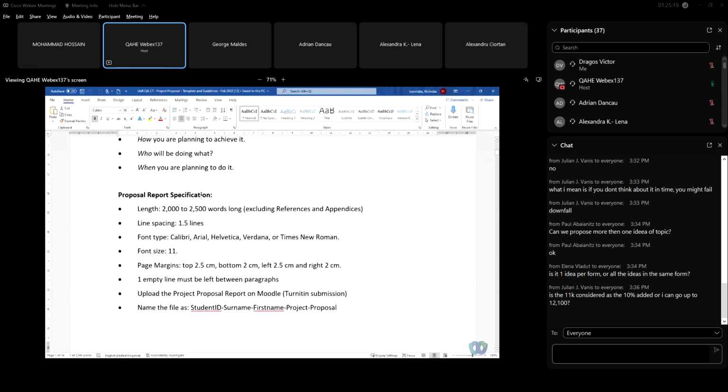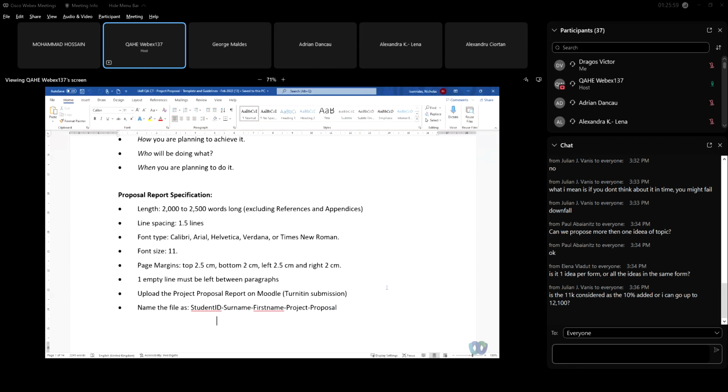So a little bit of introduction at the beginning, and then you have the proposal specifications: how long it should be, the line spacing, the font type, the font size, the margins, right? And also name the file as your student ID, your surname, your first name, and project proposal. Unfortunately, not many students do that, right? Less than half do that. Most of the students submit the proposal with the name proposal. So when I go over there and I click download all, I get 50 files with 35 of them being called proposal.